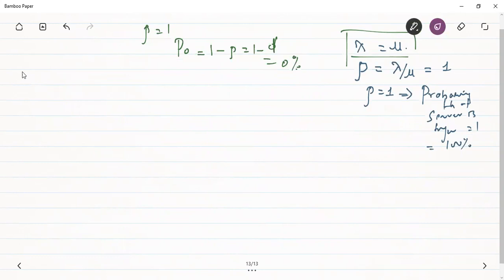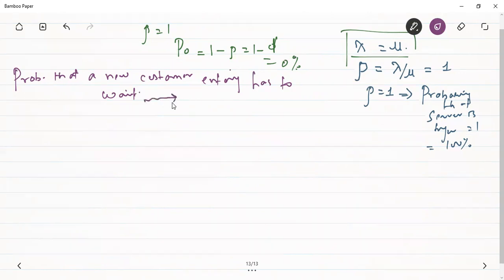See here, sometimes the question is asked, what is the probability that a new customer entering has to wait? कोई एक नया कस्टमर आ रहा है, व्हाट इज द प्रोबेबिलिटी कि उसको इंतजार करना पड़े? उसको इंतजार करना पड़े मींस वो कब इंतजार करेगा? जब सर्वर बिजी होगा। ओके, प्रोबेबिलिटी दैट द न्यू कस्टमर एंटरिंग हैज टू वेट. उसको वेट किस सूरत में करना पड़ेगा? जब सर्वर बिजी होगा। So this indirectly says, what is the probability that the server is busy? और सर्वर के बिजी होने की probability क्या हमें देता है? That is given by the term rho, that is equal to lambda by mu.